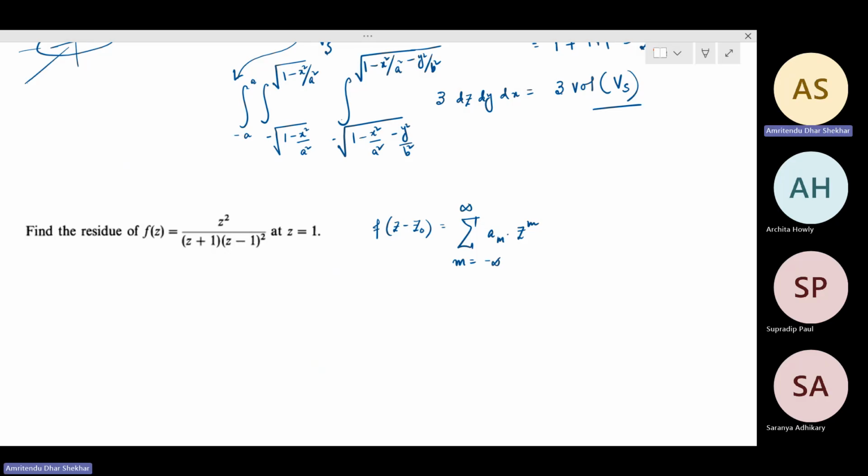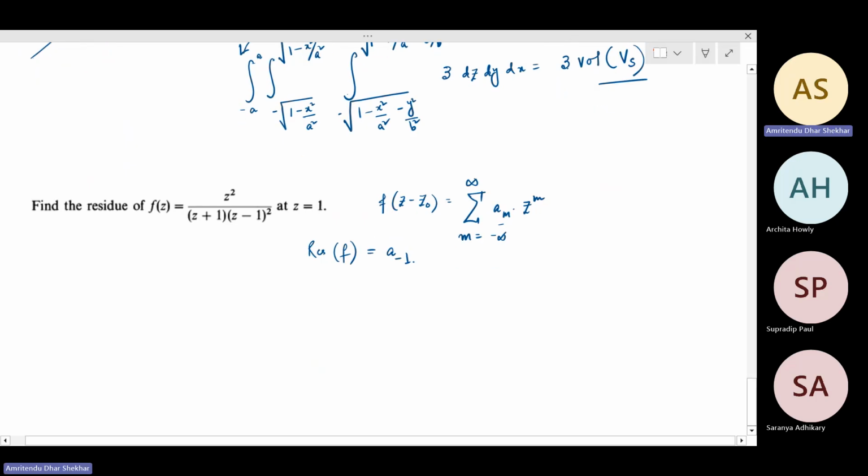Because you have a pole of order 2 over here, the number of negative terms that you will have is at most a minus 1 and a minus 2. And so the residue of f is just equal to a of minus 1. So we have to basically compute a of minus 1. You could do a Laurent series expansion at z equals 1 and then compute a of minus 1. Of course, you can do a Laurent expansion in a standard brute force way, but there is a sort of easier way to do the computation.